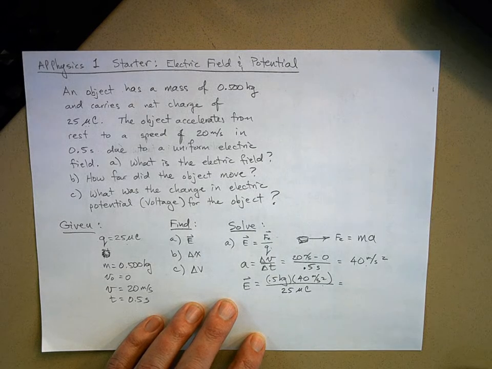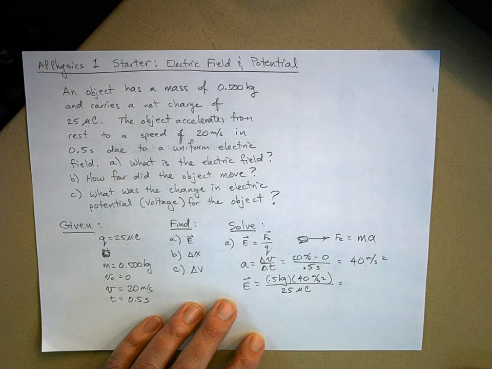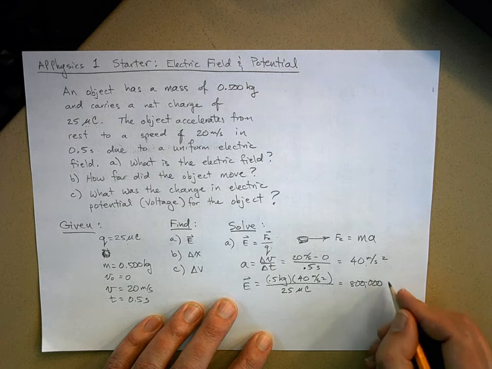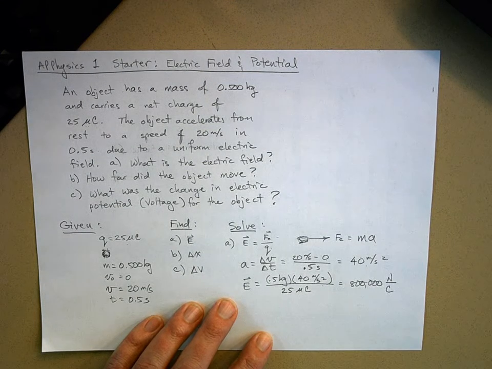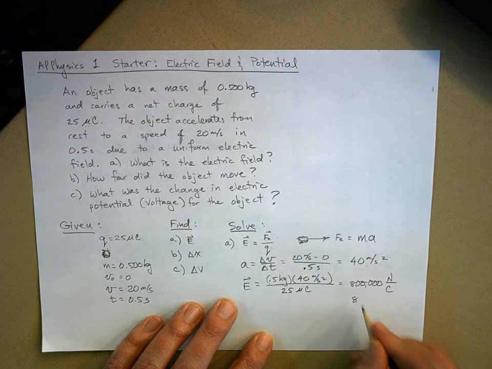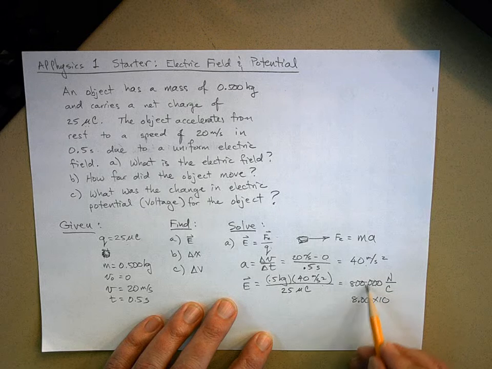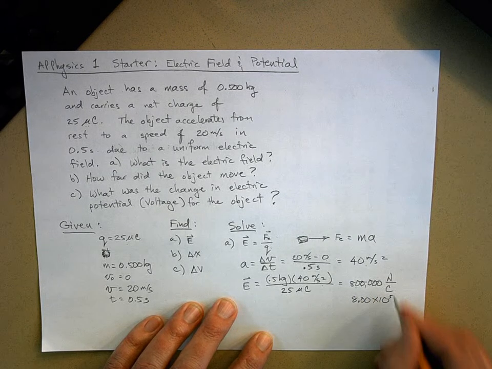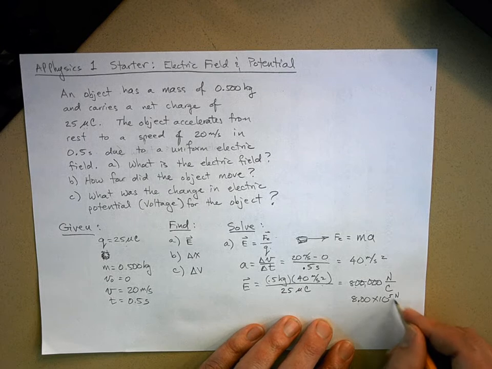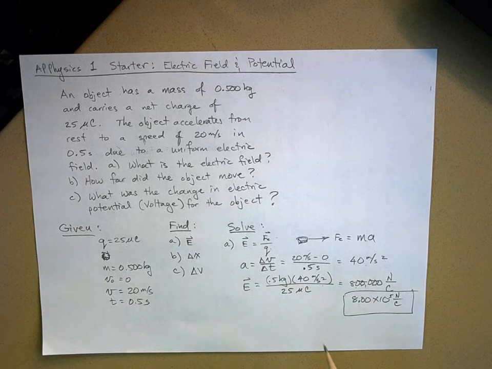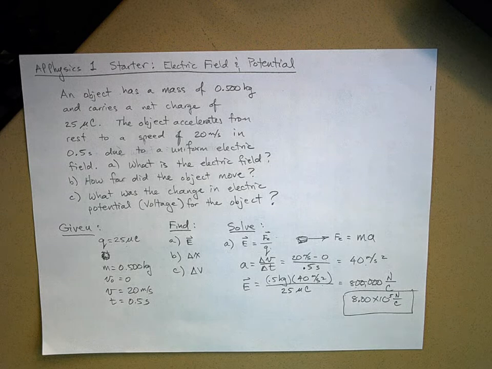We get a big number, 800,000 Newtons per coulomb. Or better yet, you could say that this is 8.00 times 10 to the 5 Newtons per coulomb. Either answer would work. And notice I'm trying to do these problems kind of like what they'll do on the AP test, where you don't really need a lot of calculation, or you don't need your calculator that much, but we'll see.